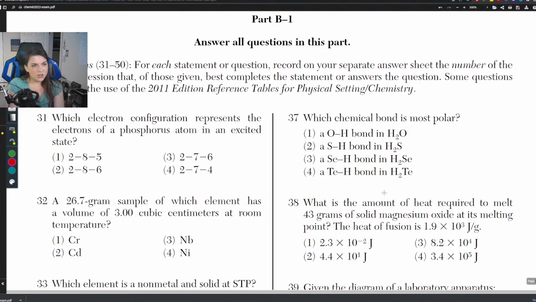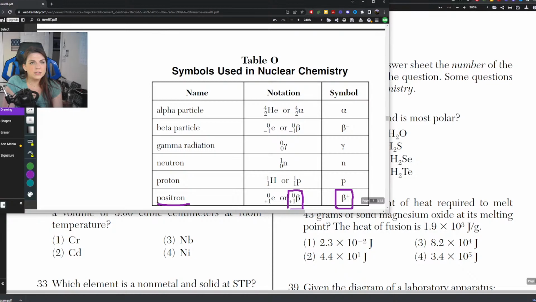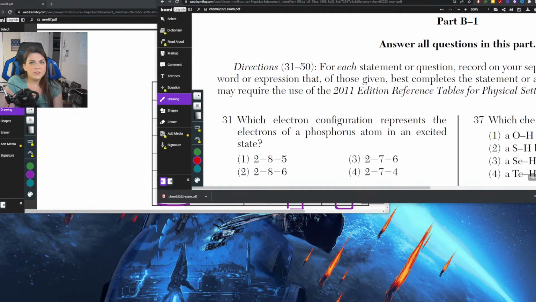31. Which electron configuration represents the electrons of a phosphorus atom in an excited state? The first thing to do would be to find the ground state configuration of phosphorus.